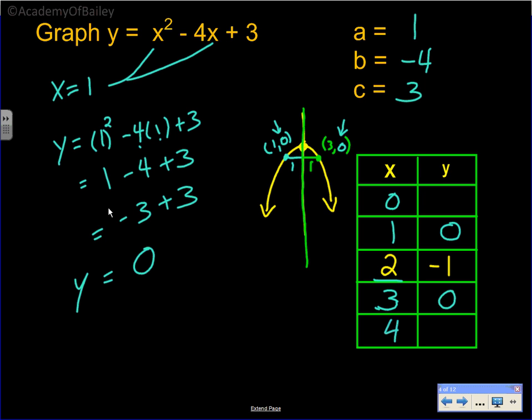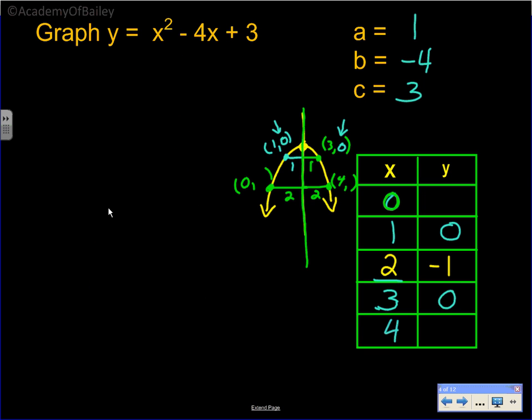All right, so now if we're going to go 2 spaces away down here to where x is 0, and this one is also 2 spaces away down here where x is going to be 4, what's the y value going to be? I always like using 0 because that's an easy number to multiply by. Makes things a lot simpler.